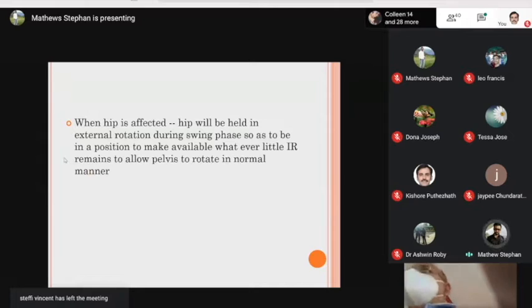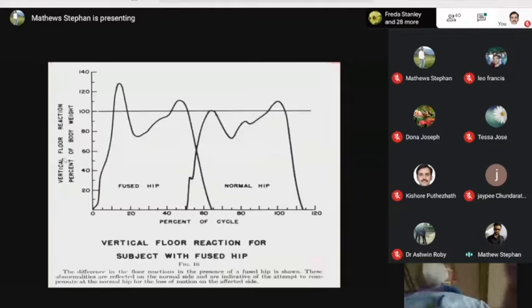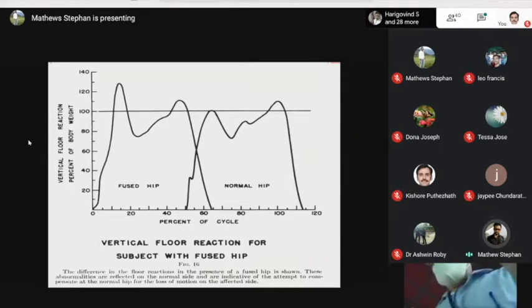So when the hip is affected, the hip will be held in external rotation during the swing phase, so as to make available whatever little internal rotation remains to allow the pelvis to rotate in a normal manner. This is what happens in hip pathology. This image shows the vertical floor reaction of the fused hip and the normal hip. The difference in the floor reaction force is represented, and these abnormalities are reflected on the normal side and are indicative of the attempt to compensate at the normal hip for the loss of motion on the affected side.